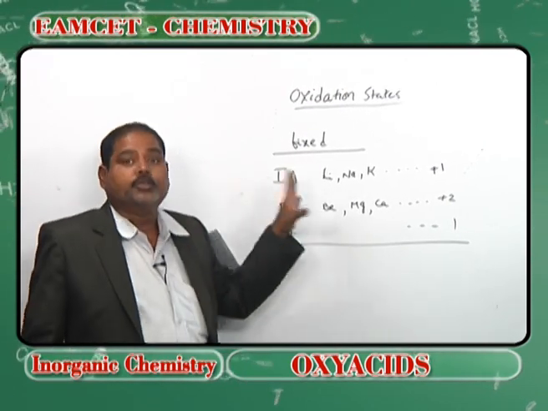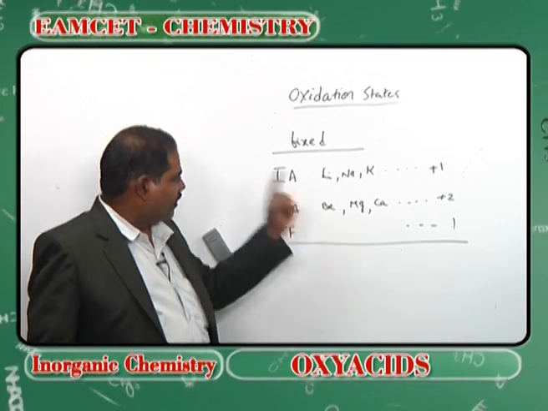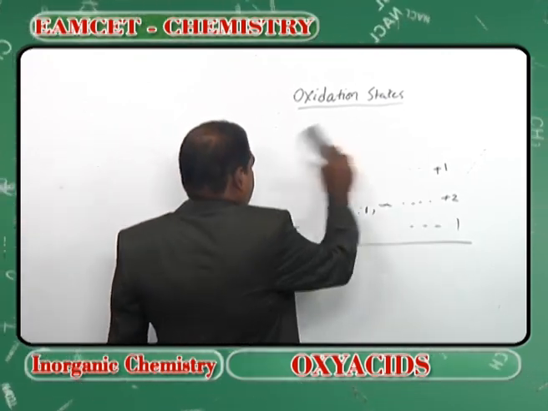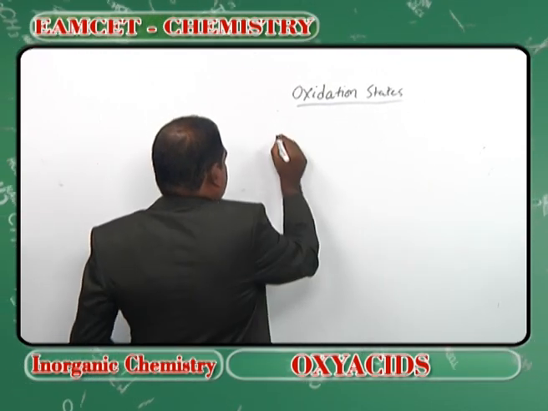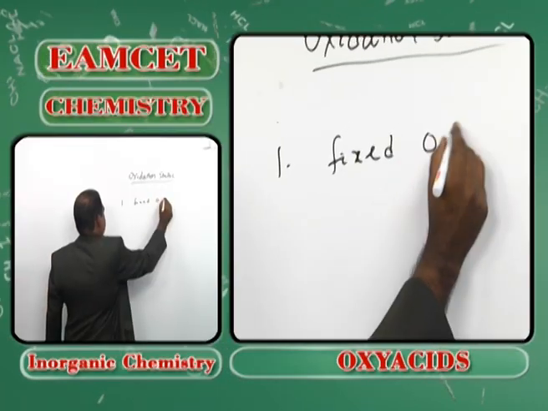Don't make this list too long. It is enough if you know that some elements have fixed oxidation states and some others don't. Most of the elements don't have fixed oxidation states. First point, fixed oxidation states.